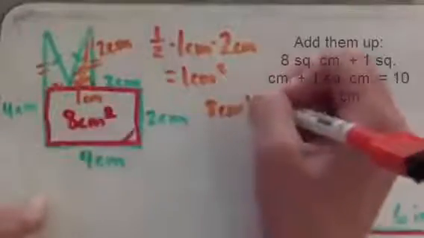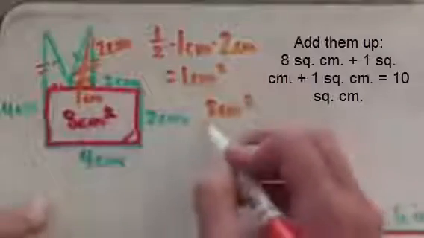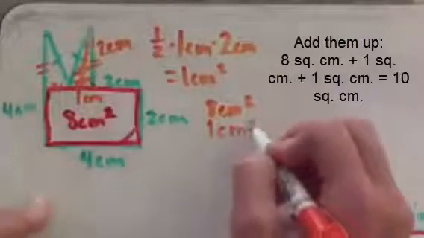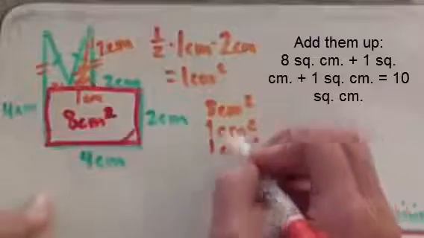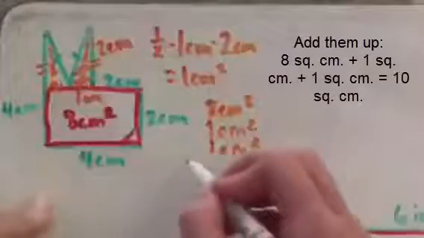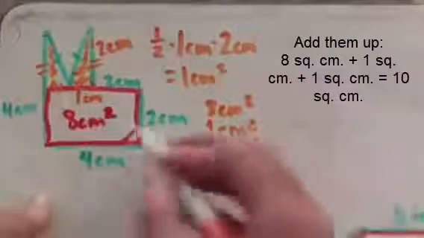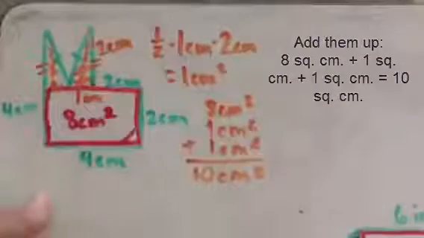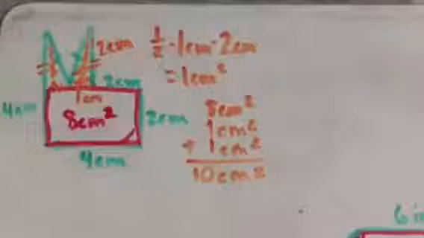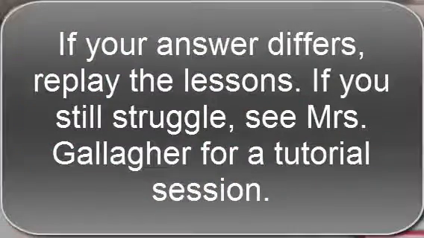So in total, I'll have 8 centimeters squared from my rectangle, plus 1 centimeter squared from this triangle, plus 1 more centimeter squared from this triangle, and I'll end up with 10 square centimeters as the area of the entire figure. Again, if that's a little unclear to you, you're not really sure what I was doing, go ahead and rewind, watch this part over again, and come and see me if you need some help.